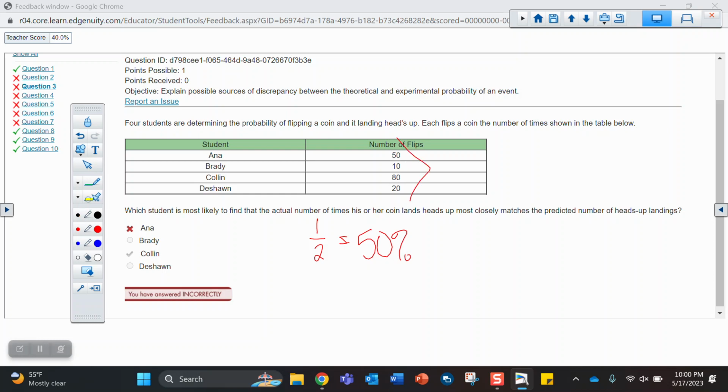In all of the cases like this, it's the student or the experiment that happened the most times. The more times that you do an experiment, the more likely you are to get close to that actual probability, right? I could flip a coin twice and it could land on tails both times. 0 is a heck of a lot less than half, which is what we were expecting. But if I flip a coin 100 times, it's going to be much closer to that 50% than if I just flip a coin twice. So this one is Colin, and it's because he performed the experiment the most number of times.